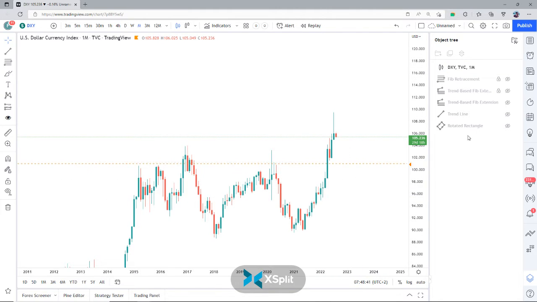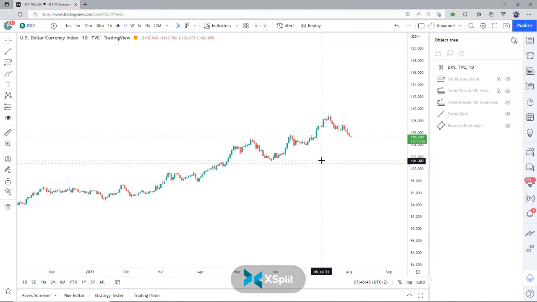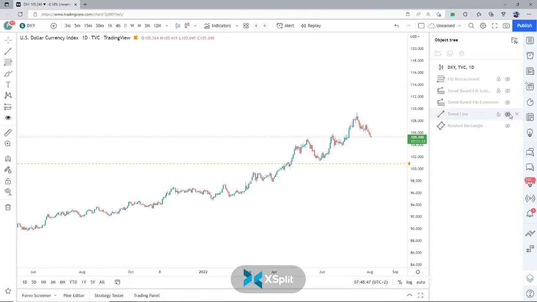On top of that, we have had on the DXY for a long time, I've been showing this trend line. This is a daily trend line. We broke through it in May. We came back to retest it for the first time in the middle of June, the 15th of June. Then we came back to retest it on the 15th of July, exactly one month after.